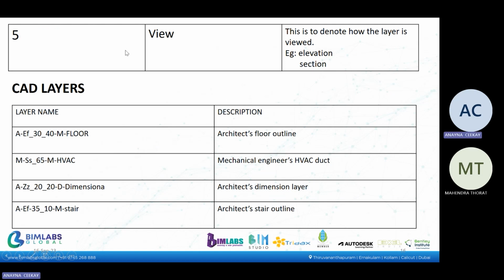And the next is the last field, that is view. This is to denote how the layer is viewed. That is, if the drawing is elevation or section, so which layer is viewed. So these are the examples of the layer names. The first example is A-EF_30_40-M-flow. This layer name description says it's architect's floor outline. So these are some of the examples of layer names used in AutoCAD.